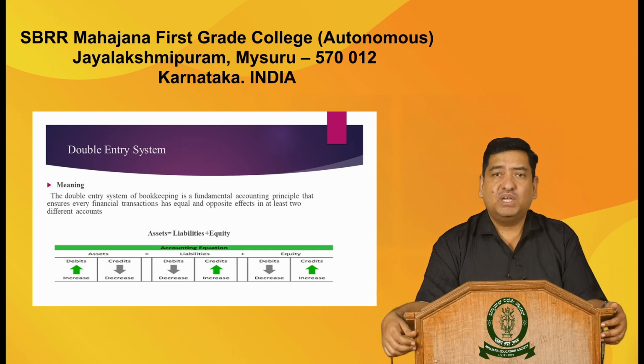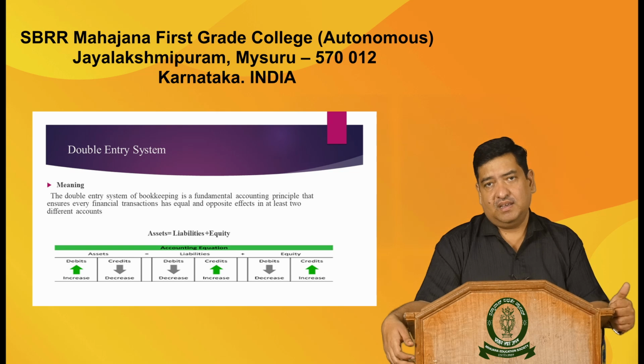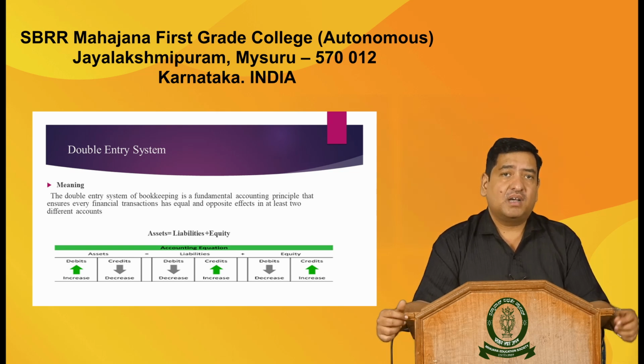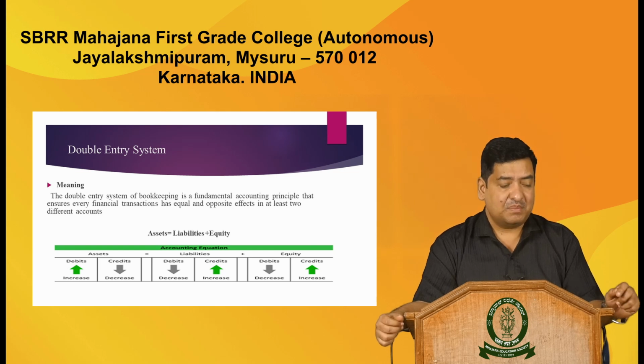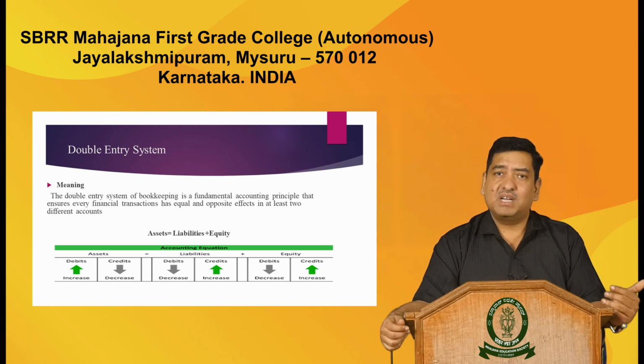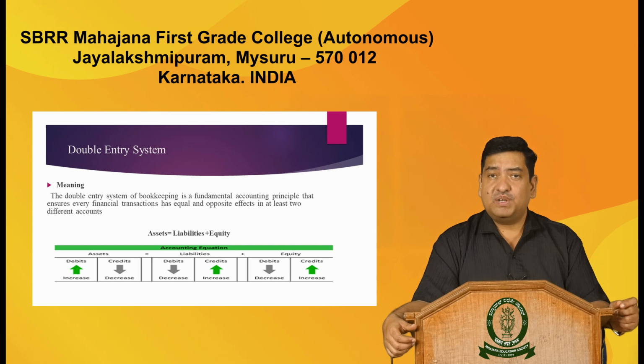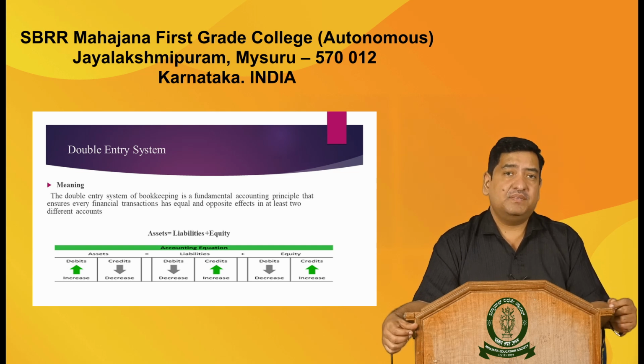And as you know, the golden rules of accounting for each of the three types of accounts, that is real account, personal account and nominal account. Whenever you are going to deal with accounts related to real accounts, you are going to say the entry: debit what comes in and credit what goes out. When you are going to deal with the personal account, it says debit the receiver, credit the giver.